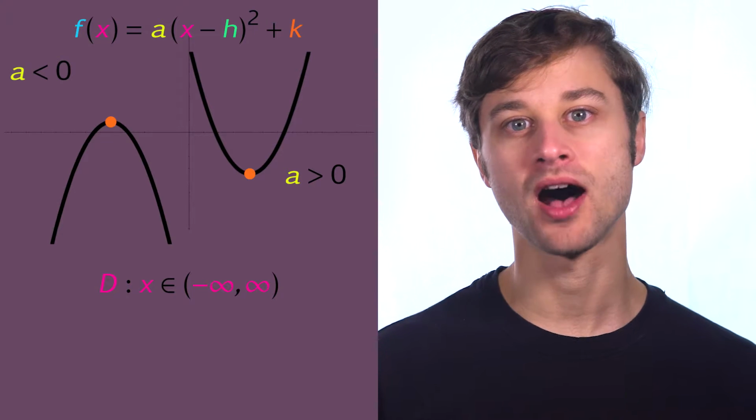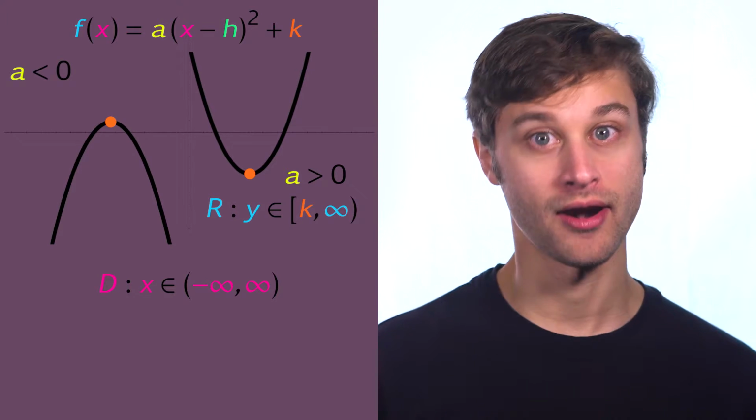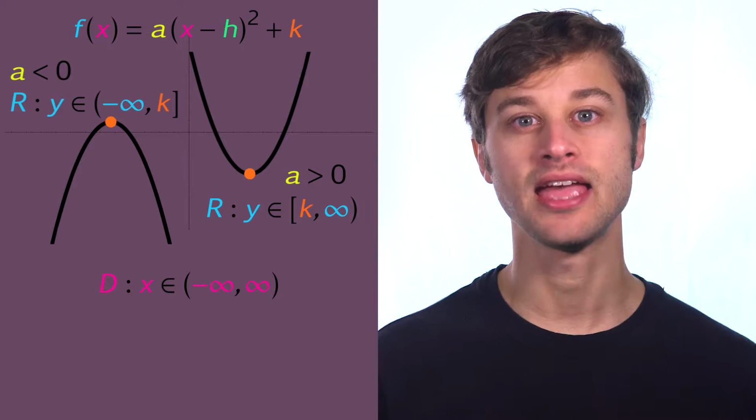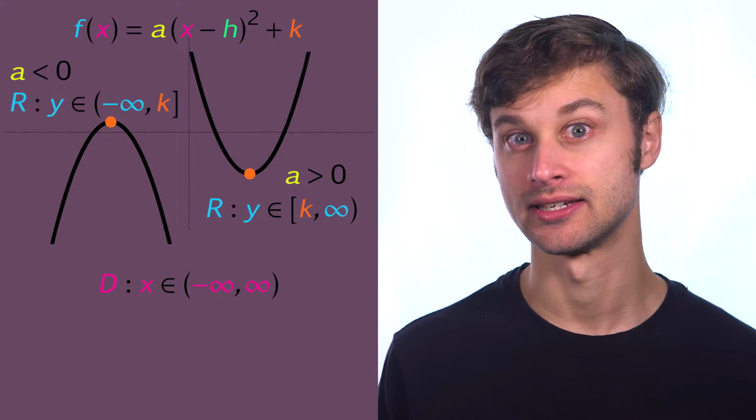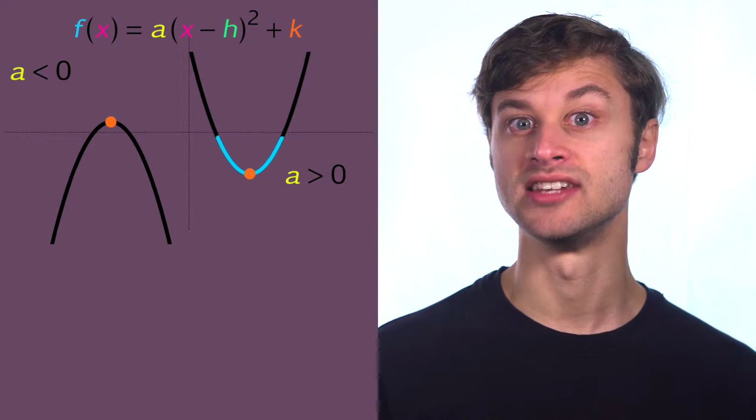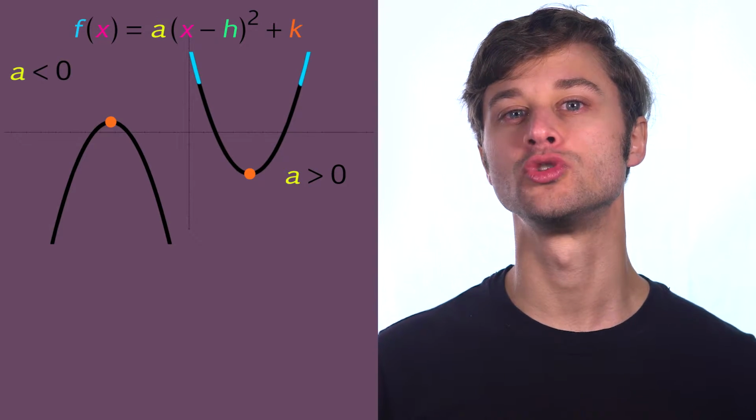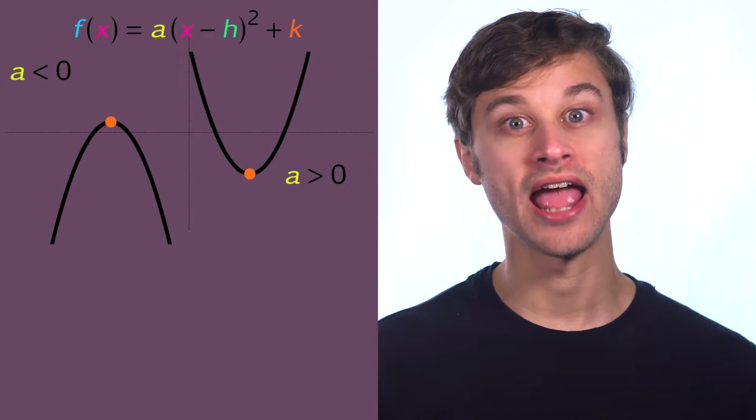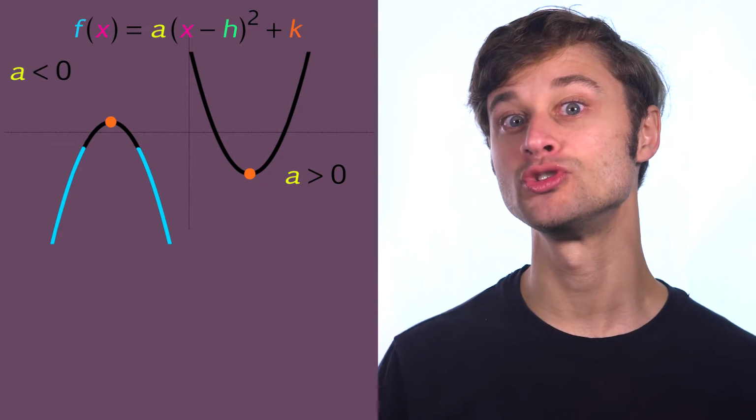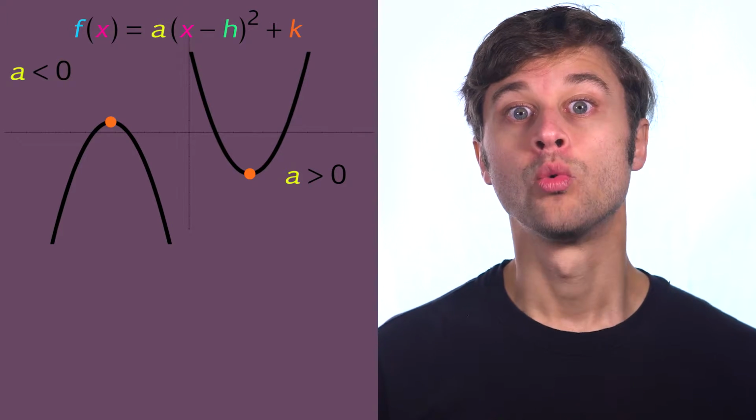In the first case, where a is positive, the range of the function is from k to positive infinity. In the second case, where a is negative, then the range is from negative infinity to k. The end behavior is similarly defined. For instance, if a is positive, we can see that both as x approaches negative infinity and as x approaches positive infinity, y is always going to approach positive infinity. When a is negative, then as x approaches negative infinity and as x approaches positive infinity, y always approaches negative infinity.